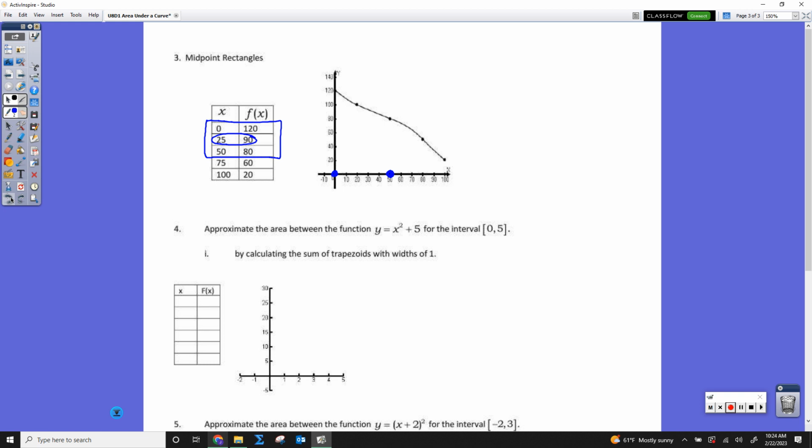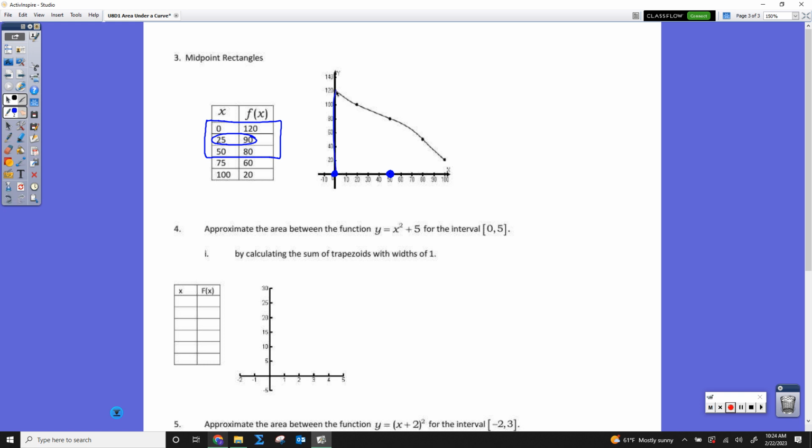So we're going to actually have that spot be our height of a rectangle. Because remember, earlier it was the left side, so that was our first point. Then it was our right side, which is our second point that we're using. But this time, we're not going to do a left-hand rectangle.